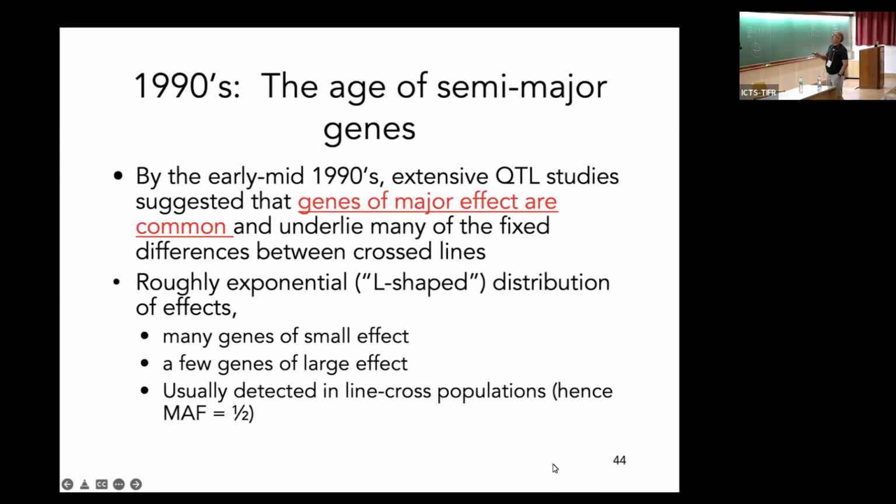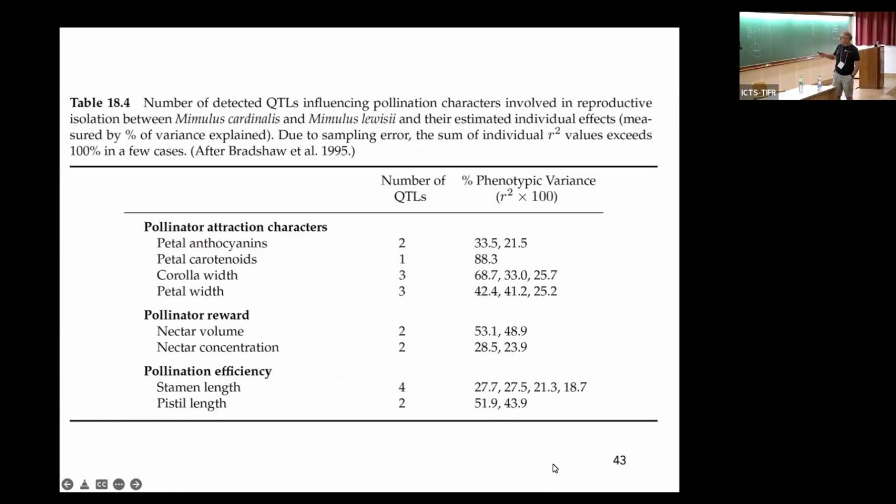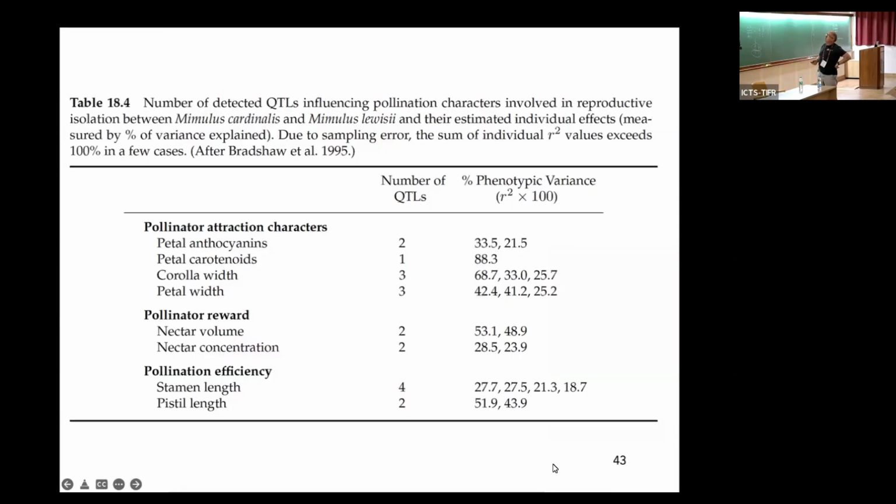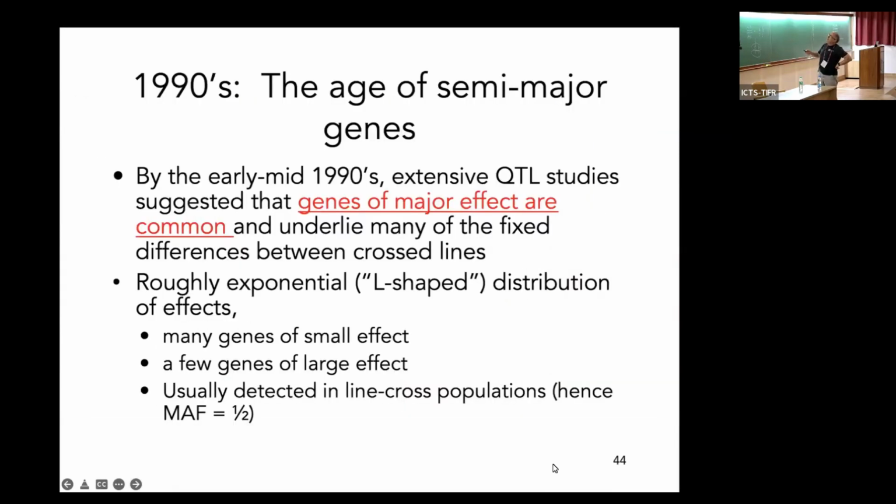So in the mid-90s, the studies suggest that genes of major effect were pretty common. These are over here. Let me go back up here. So the Edwards data, these are kind of major effects. 8% is a pretty big effect, but a lot of them were small, but other studies showed much larger effects. And so by the 90s, the idea was genes of major effect are pretty common.